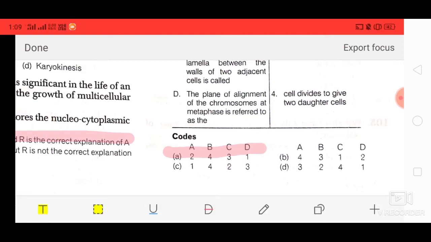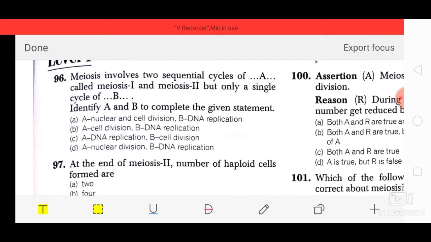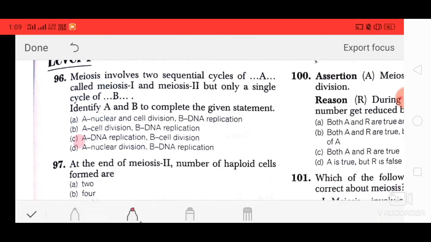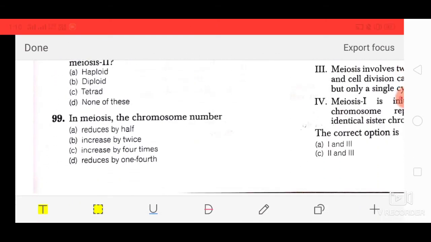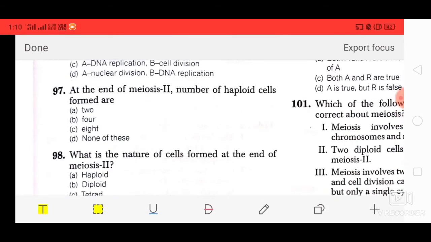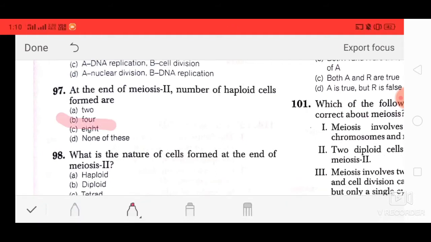Now the next question is meiosis involves two sequential cycles of A called meiosis 1 and meiosis 2, but only a single cycle of B. And correct answer of this question is A is nuclear division and cell division, and B is DNA replication. Okay, next is at the end of meiosis 2 the number of haploid cells formed are, and the correct answer of this question is option number second, that is 4 haploid cells are formed at end of meiosis 2.